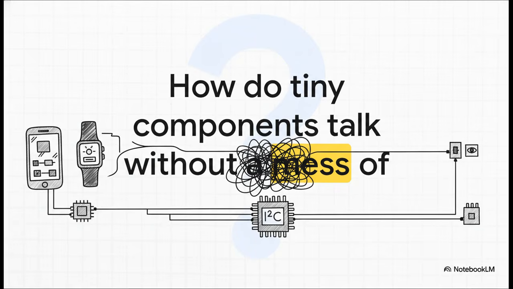So let's just start with that fundamental question. Think about your phone, your laptop, even your smart toaster. They are jam-packed with stuff. Sensors, memory chips, little displays, you name it. How in the world do they all stay in sync and talk to each other inside such a tiny space without it looking like a spaghetti disaster?